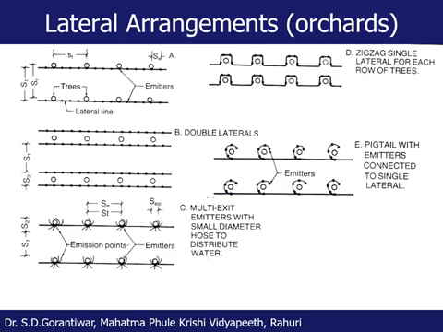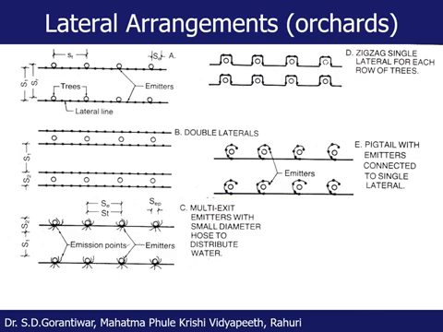Okay, so if you see from the left side, one by one, the first figure shows only one lateral per row of the tree crop. This is sufficient when 3 to 4 emitters are required per tree, as shown here. But when more emitters are required per tree, then we have to have 2 laterals per row of the tree. So here it is shown. These are the tree rows, and there are 2 laterals. This is double laterals, as against the pair row planting in vegetable plantation.